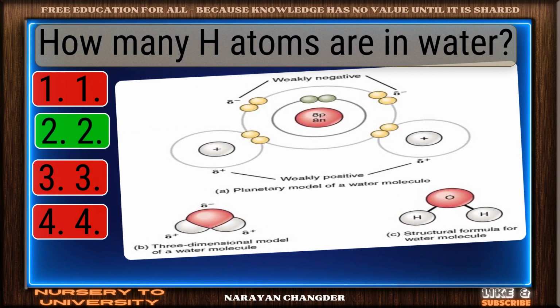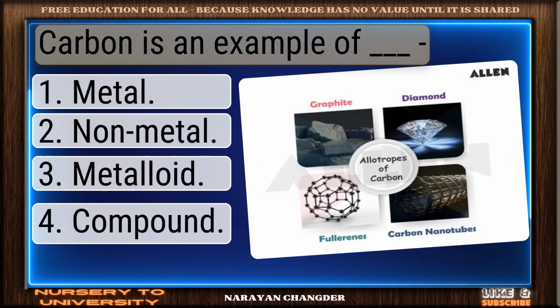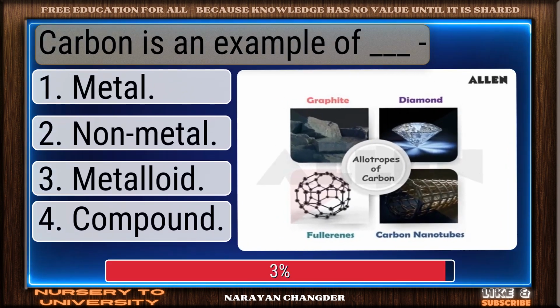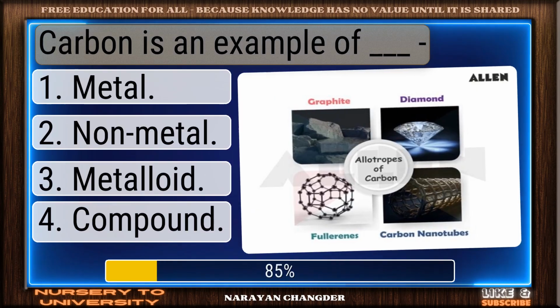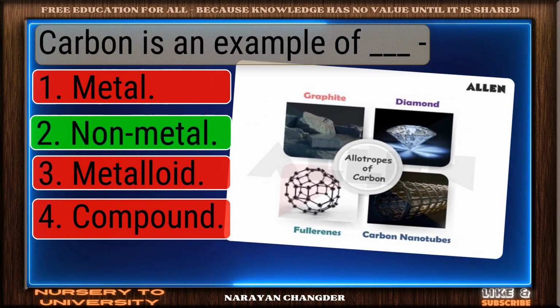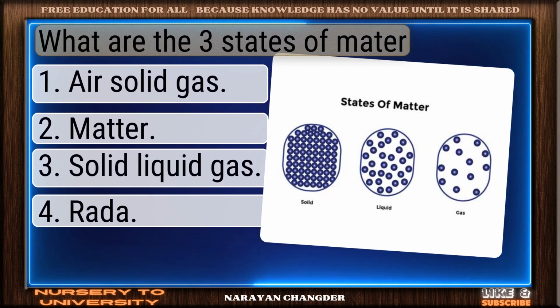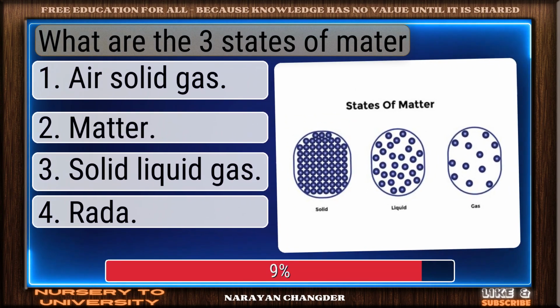Strong choice. 2 is the right answer. Question number 262. Carbon is an example of dash. Nice selection. Non-metal is the correct and valid answer. Question number 263. What are the 3 states of matter?